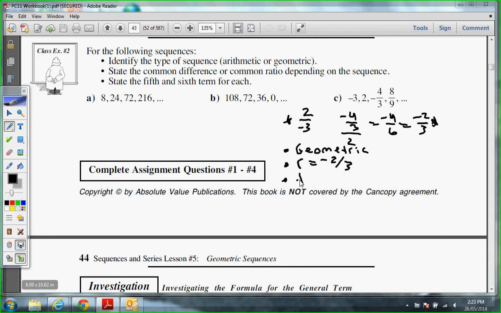And my third answer, I have to do T5 and T6. My T5 is going to be negative 16 over 27. And my T6 is going to be a positive 32 over 81.